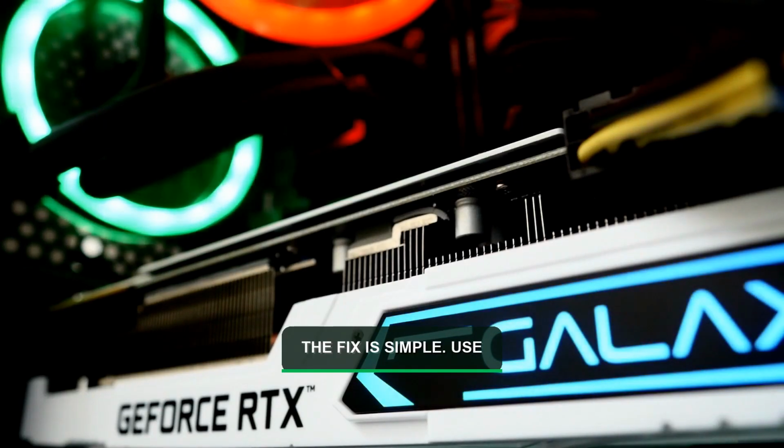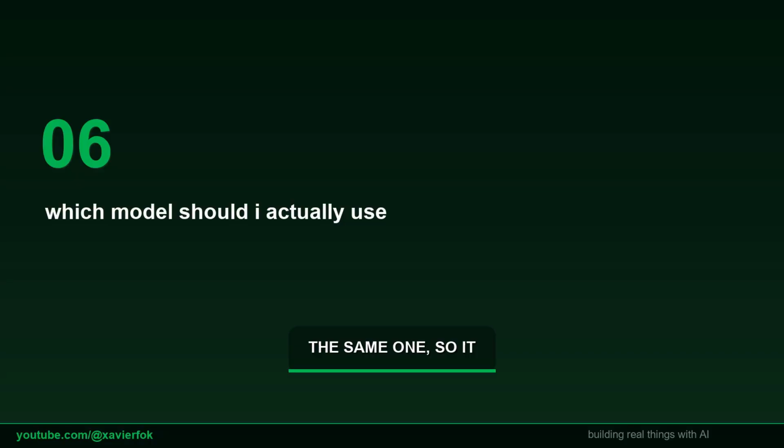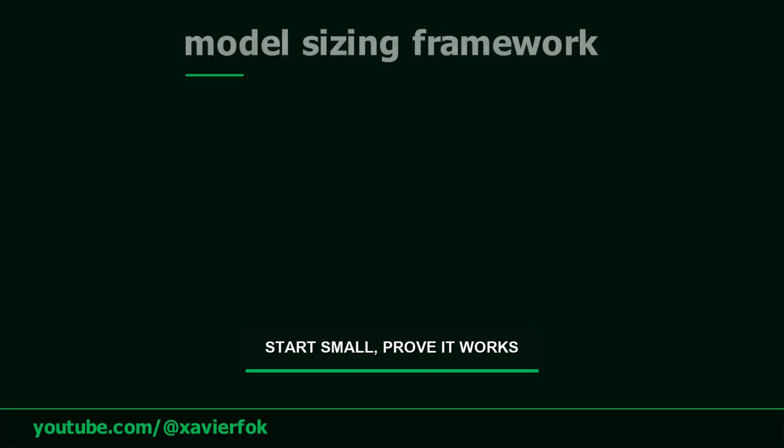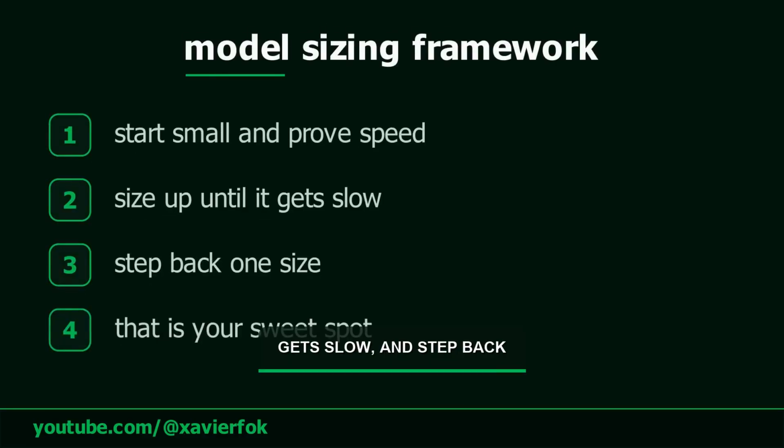The fix is simple. Use a smaller model or a more aggressively compressed version of the same one so it fits on the card. That brings up the question everyone asks, which model should I actually use? Here is the simple framework. Start small, prove it works fast, then size up until it gets slow, and step back one.